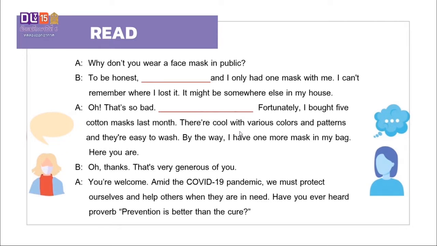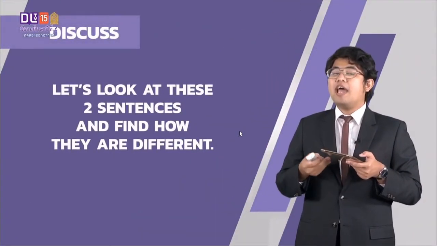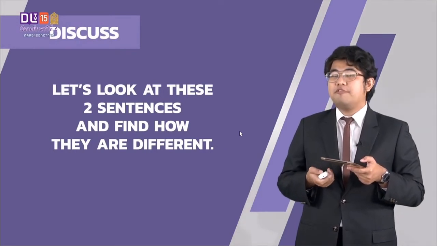You will see 2 red sentences. The first one is "I lost my mask." The second one is "I lost my mask yesterday too." Can you see the difference? Let's discuss later. Okay? Let's look at these sentences and find how they are different.